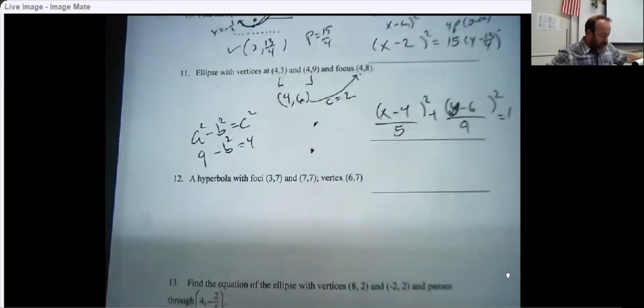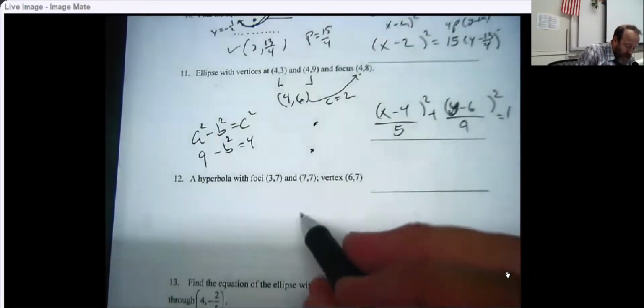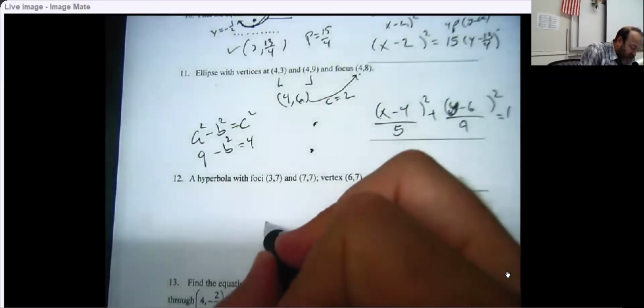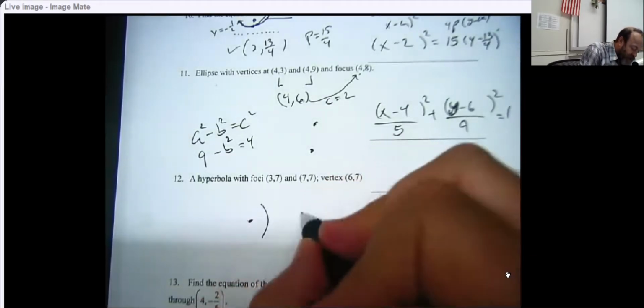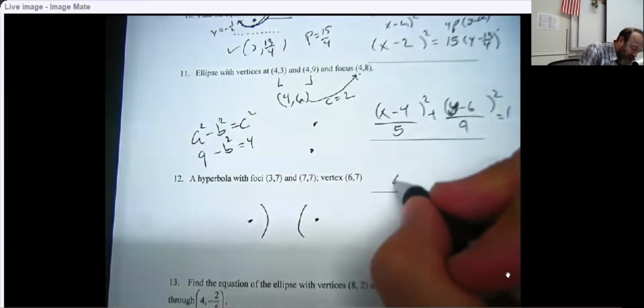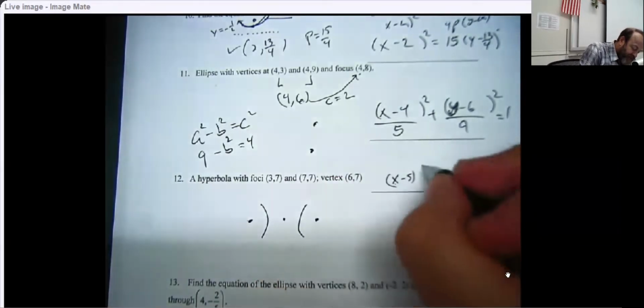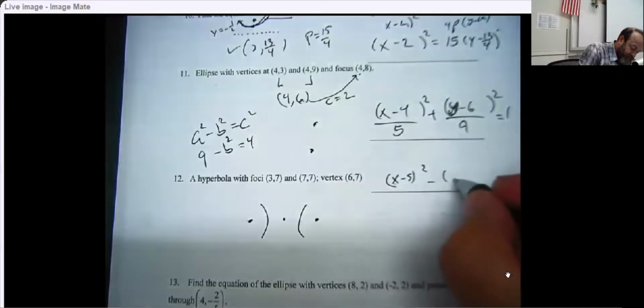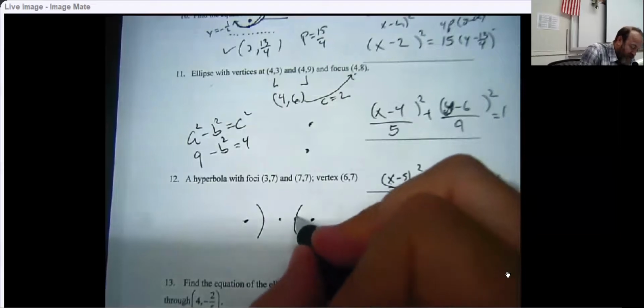Keeping on moving on. One more on this one, the hyperbola with foci of 3, 7, and 7, 7. Foci definitely lining up this way, so I know that x is going to be first. It puts my center at 5, 7. It's got a vertex at 6, 7.